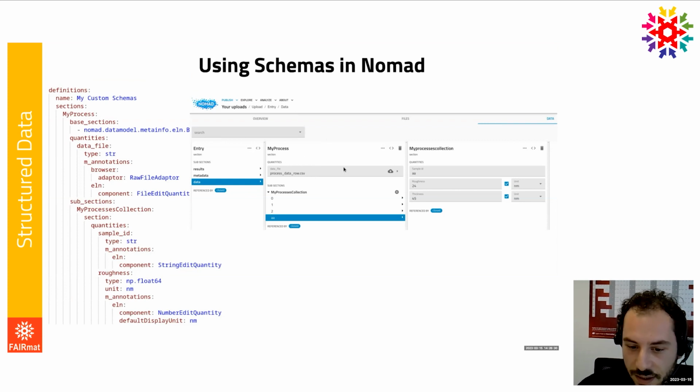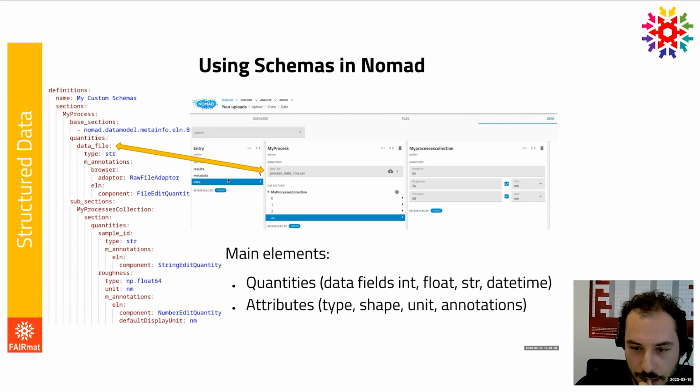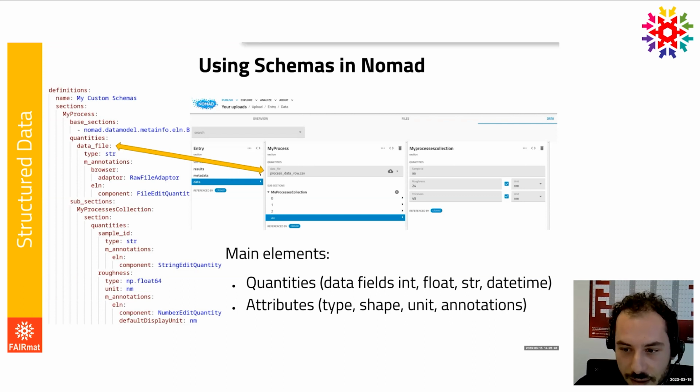And as you can see here on the right side. So I will briefly show you the main elements characterizing this YAML file. The first thing is the quantities, which are the fundamental data fields containing the information, so the numbers that we want to put into our ELN. And then we have the attributes, which are part of that structural metadata that I already mentioned before.